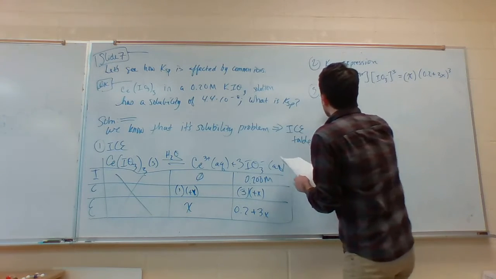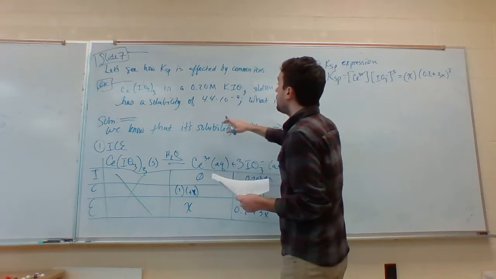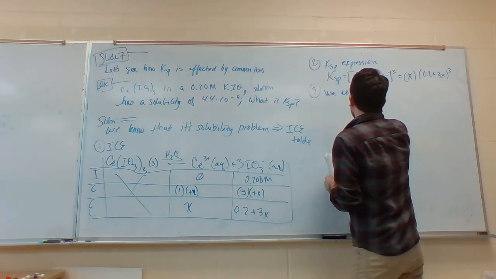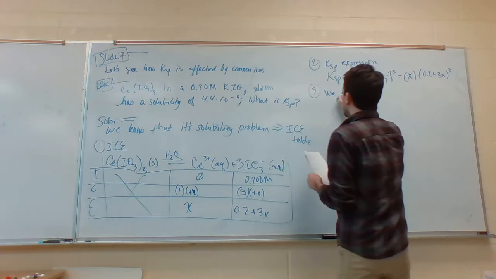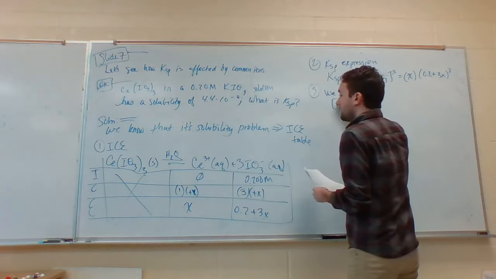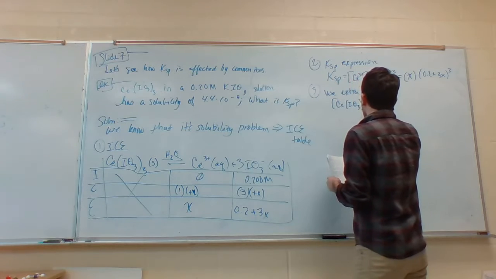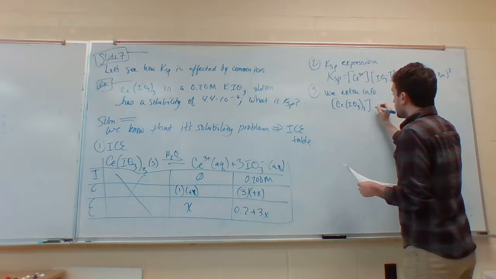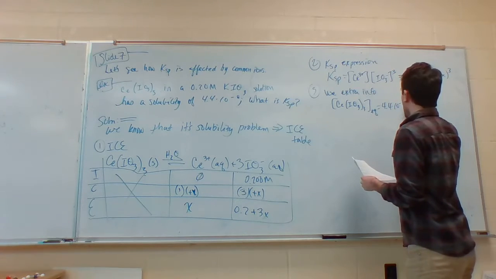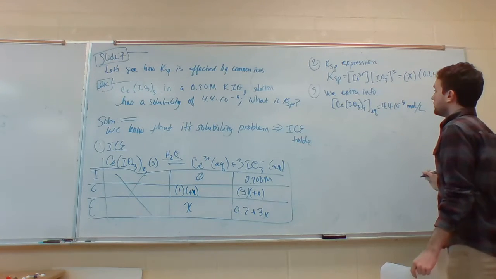All right, so the third step is going to be to use that extra info. We know that we have a solubility. Our solubility is going to be our concentration of our solid, so our cerium iodate at equilibrium, which corresponds to 4.4 times 10 to the negative 8, and that's going to be moles per liter.